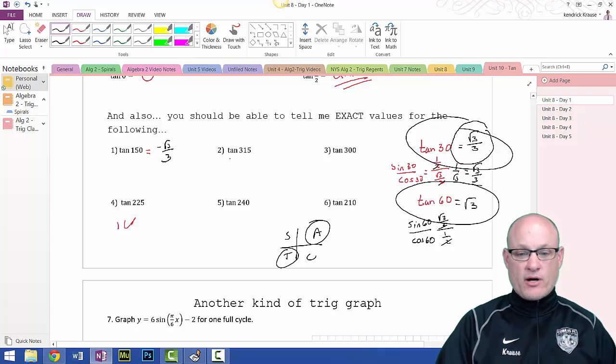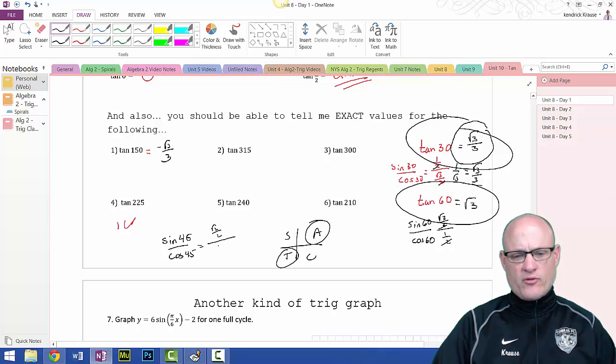We're in the fourth quadrant. Wait a second. Let's go. The 45s are the best. So the tangent of 45 is the sine of 45 over the cosine of 45. Well, aren't these the square root of 2 over 2 over the square root of 2 over 2, which is just 1? So anytime you have a 45 with tangent, it's going to be equal to 1. Well, this has a reference angle of 45 degrees, but it's in the fourth quadrant, so it's negative 1.